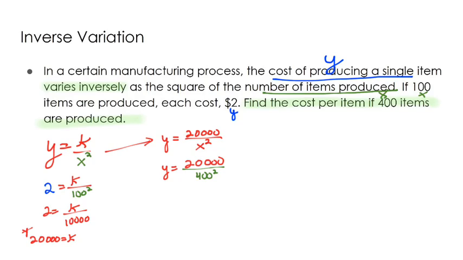I can't do that in my head, maybe y'all can, but I'm just going to punch that into my calculator real quick. What I get is that our y value, the cost per item, is 0.125.